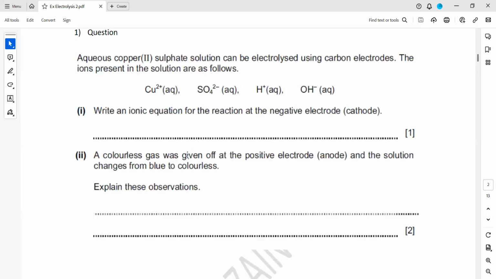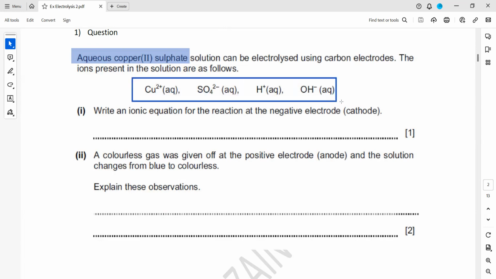So we have a question here. We have aqueous copper(II) sulfate solution, which is electrolyzed using a carbon electrode. They already give us the ions which are present in the electrolyte: copper ion, sulfate ion, hydrogen ion and hydroxide ion. So two positive ions are there, two negative ions. Write an ionic equation for the reaction at the negative electrode or cathode.